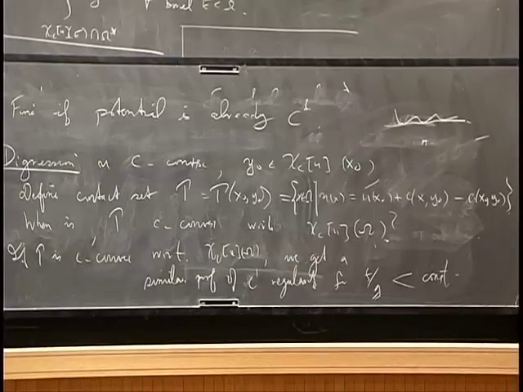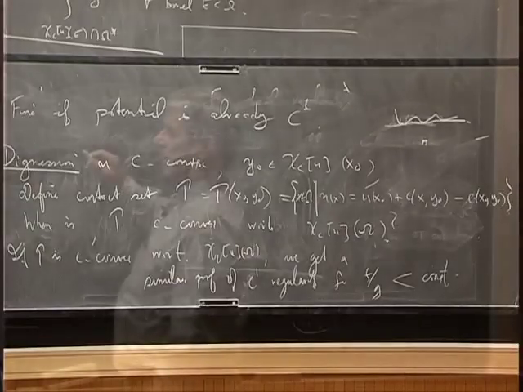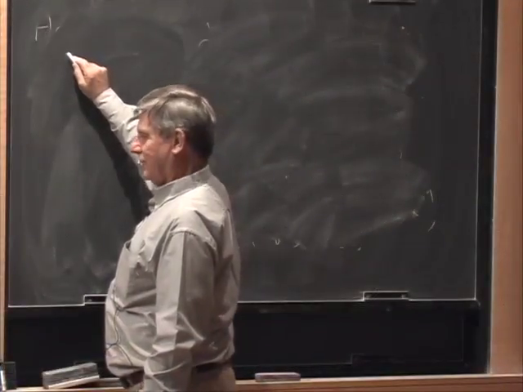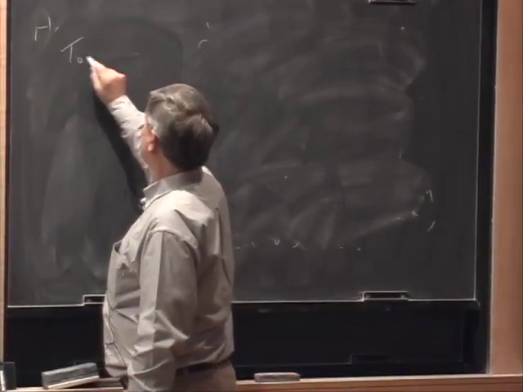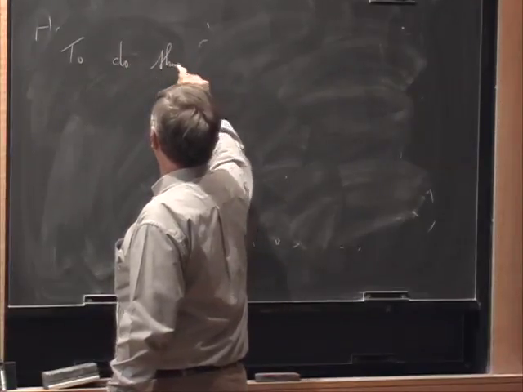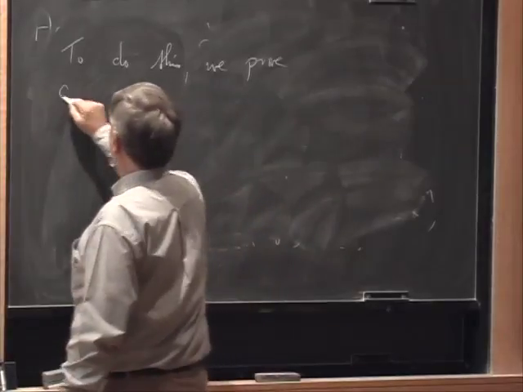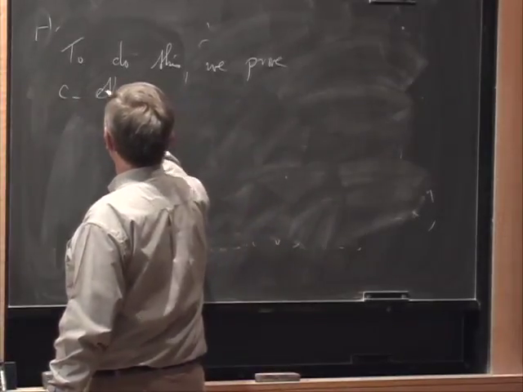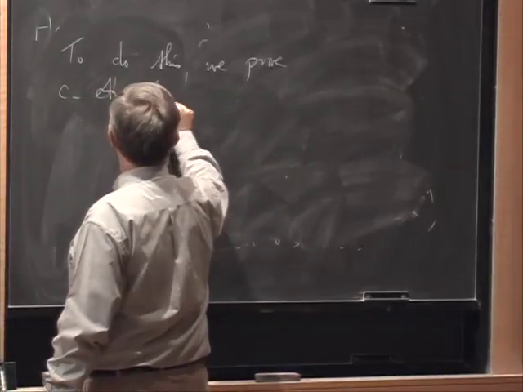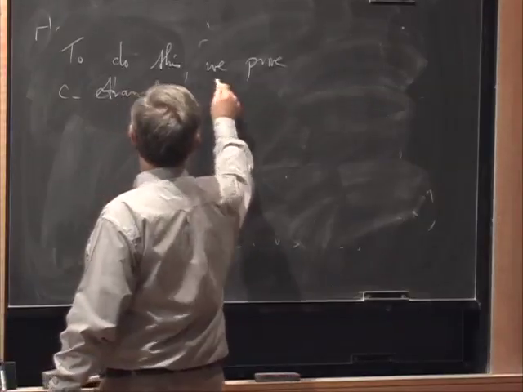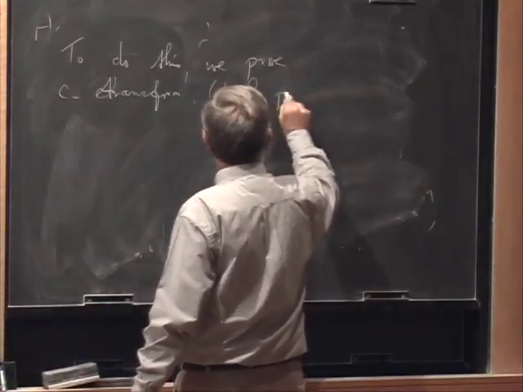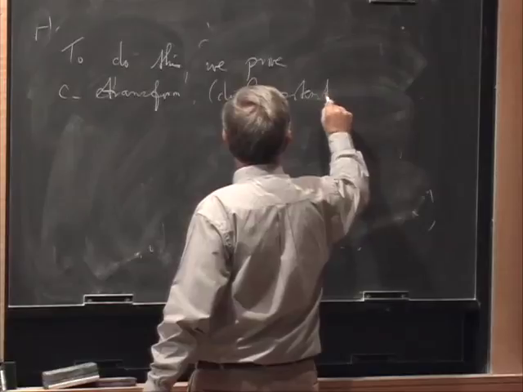Why is that the case? Well, to do this, we prove that the C transform, which is the dual potential, is strictly C star convex.